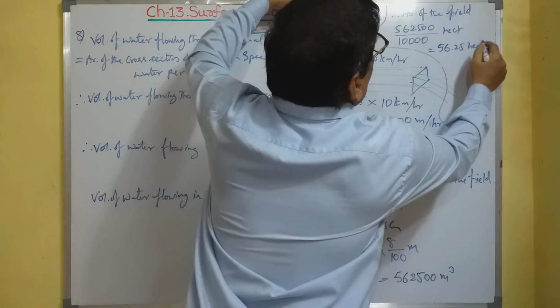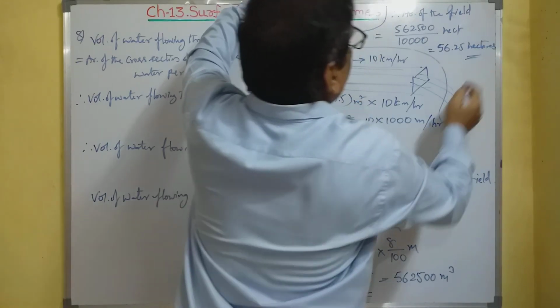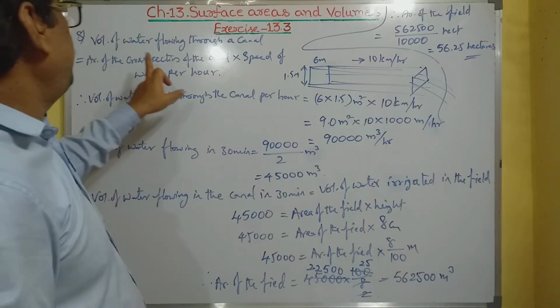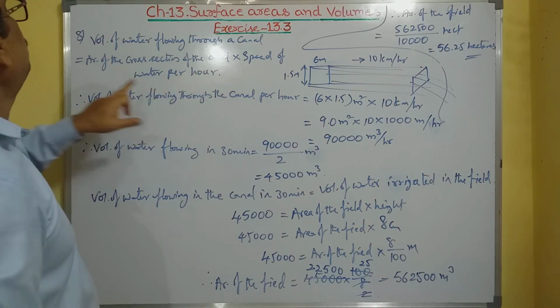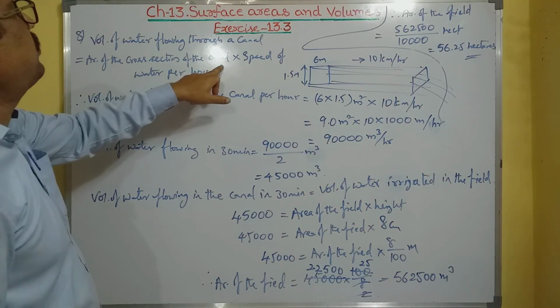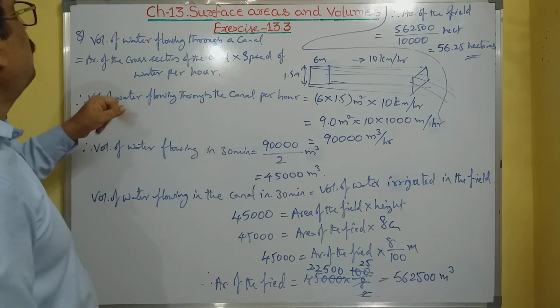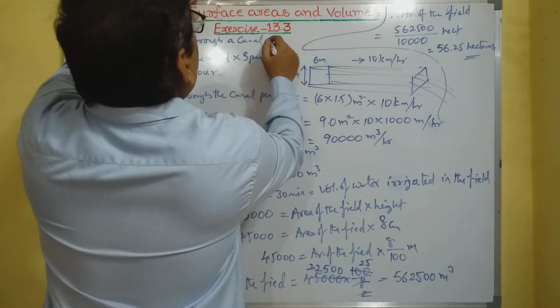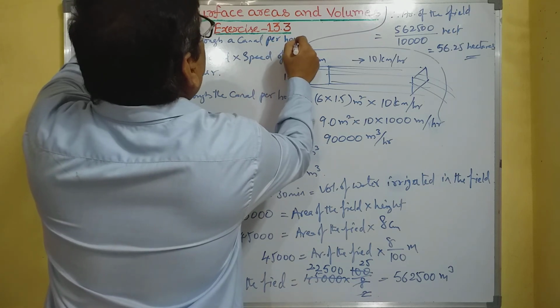56.25 hectares. Okay, this is a very important problem. This formula is very important. Volume of water flowing through a canal is equal to area of the cross section of the canal into speed of the water per hour. A volume of water flowing through a canal per hour. Okay, this is per hour.